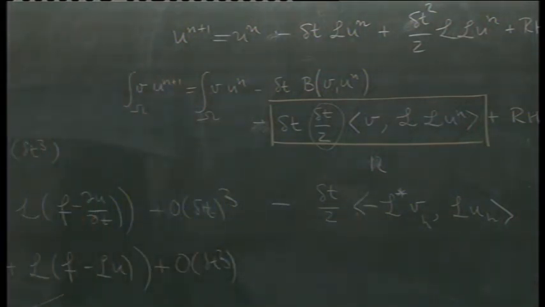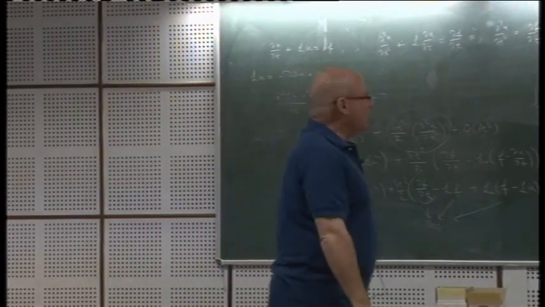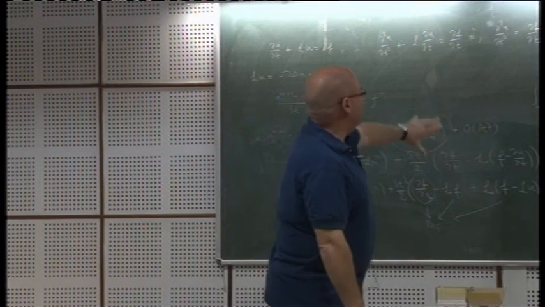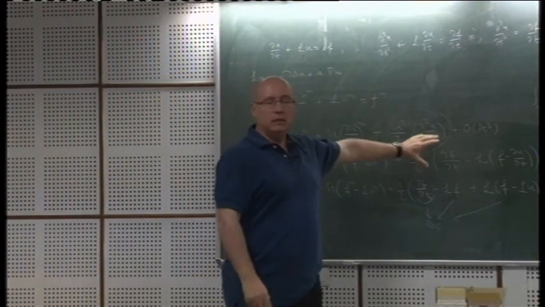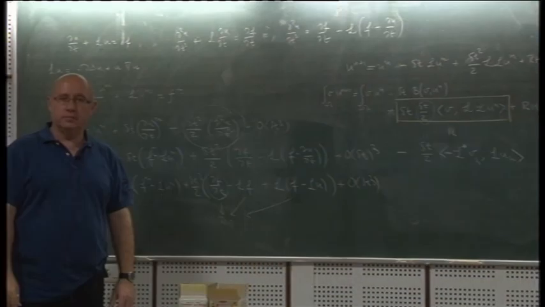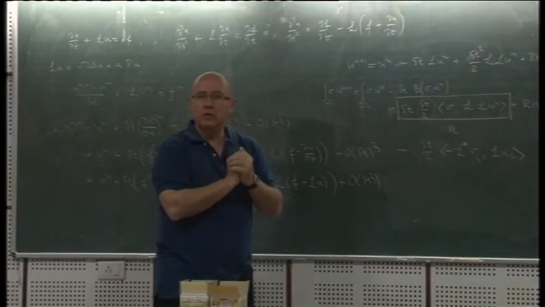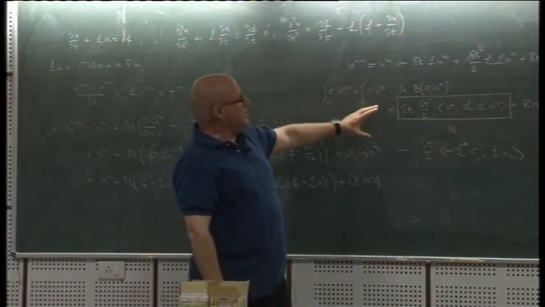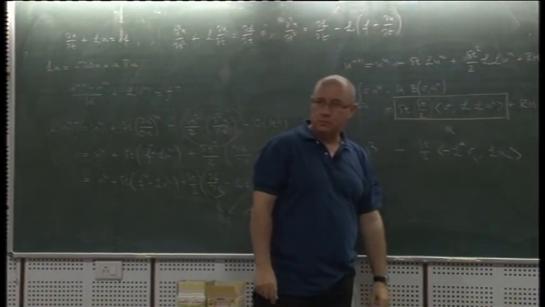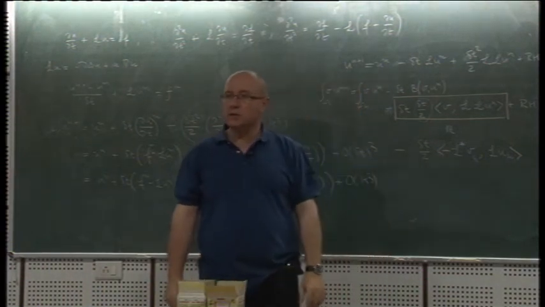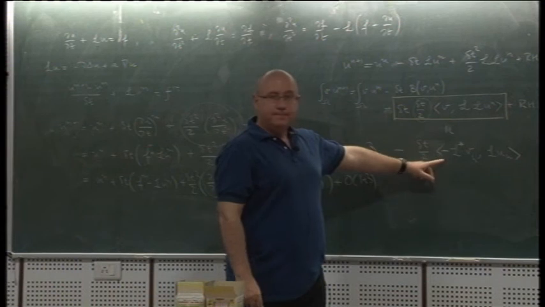You see? So I have been playing like magic, and at the end, what have I got? So the idea of Taylor-Galerkin is this one, to keep a further term in the time expansion. Play with the equation, manipulate the equation. And see that the additional term that I am adding is this one. But this one can be written this way.